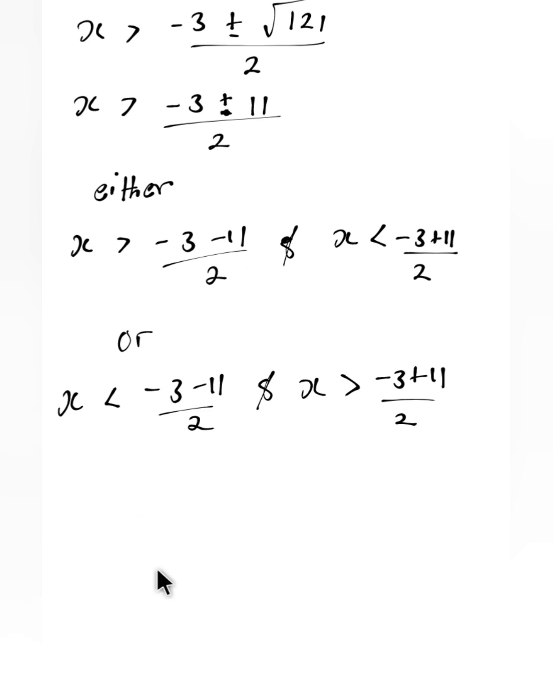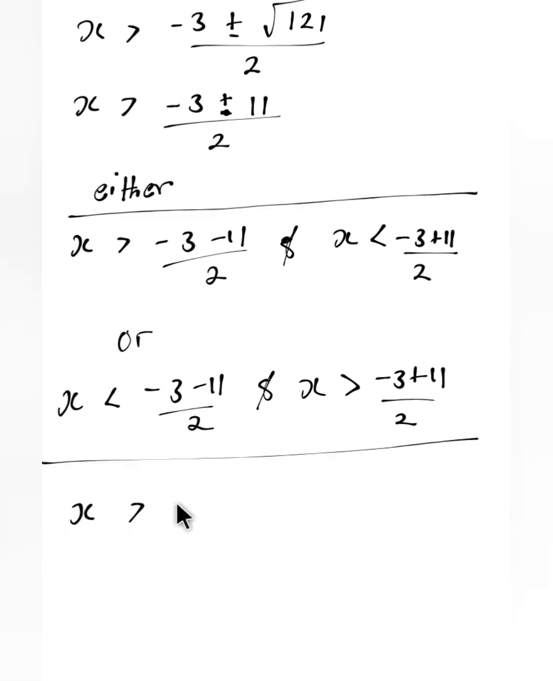So let's work with the first one. In the first one we have that x is greater than minus 3 minus 11, that is minus 14 over 2, and x is less than minus 3 plus 11, that should give us 8 over 2. So x is greater than minus 7 and x is less than 4. And is this reasonable?